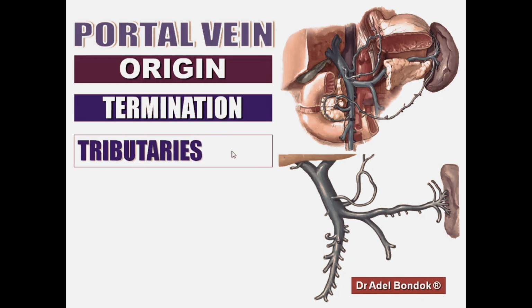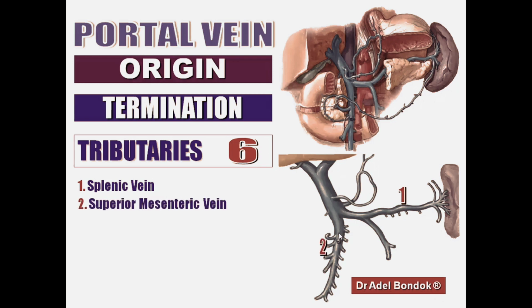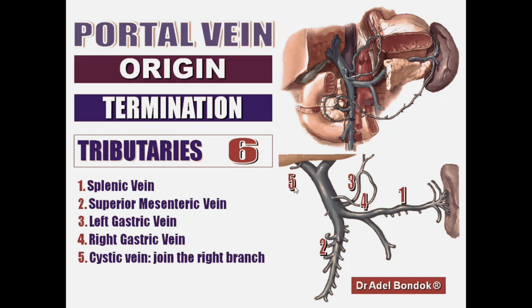Tributaries, 6 or 7. Of course the first two are the veins which form the portal vein, splenic vein, superior mesenteric vein, and the two veins along the lesser curvature of the stomach, left gastric and right gastric veins, paraumbilical veins, cystic vein from the gallbladder. We can add actually this vein, which is the superior pancreaticoduodenal vein. This superior pancreaticoduodenal vein either terminates directly into the portal vein or into the right gastroepiploic vein.